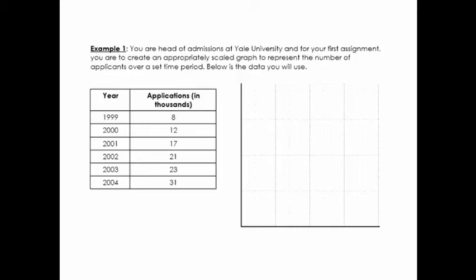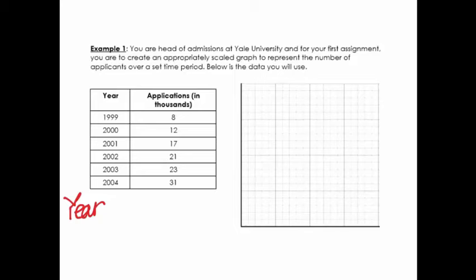So example 1: you are the head of admissions at Yale University, and for your very first assignment, you are to create an appropriately scaled graph to represent the number of applicants over a set period of time. So below is the data that you will use. We're going to look first at our data for the year. So my year range is from 1999 to 2004.